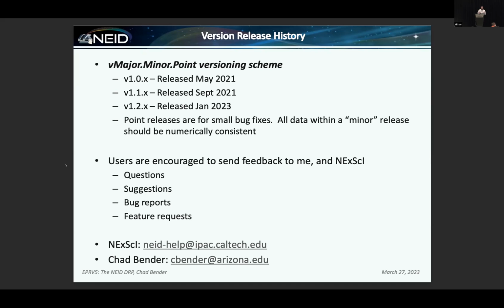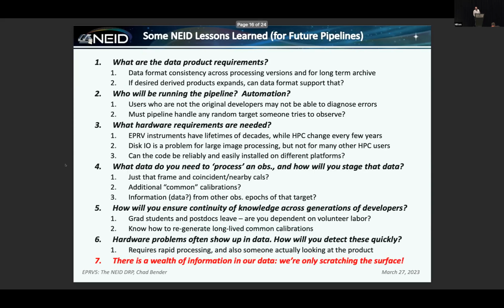If you've got questions about that or anything else, I encourage you to reach out to NExScI. There's a help email on the website, or send me an email directly, and I'll try to help. And I think with that, I'll just leave this summary slide up, which is those 2 pages that I had earlier, but in a much smaller font format.